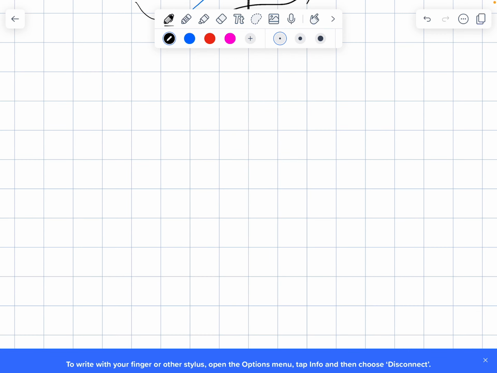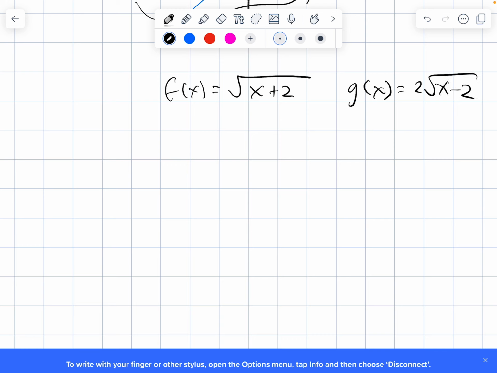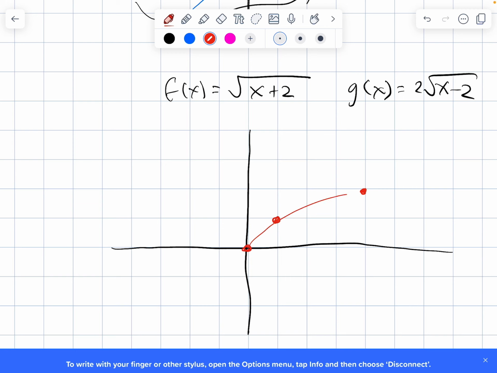Okay, so for this one, we've got f of x is equal to the square root of x plus 2, and we've got g of x is equal to 2 times the square root of x minus 2. Now these are both transformations of the square root function. The square root function again goes through 0, 0, 1, 1, 4, 2, 9, 3. It looks like this. Now this function right here has been shifted to the left by 2. So it looks like this.